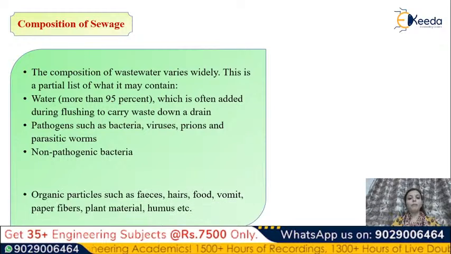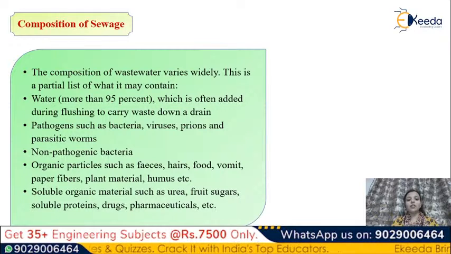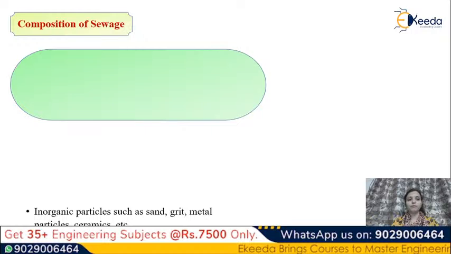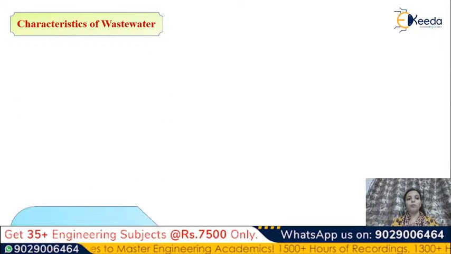And then non-pathogenic bacteria, some impurities or inorganic materials, or heavy metals. The organic particles such as feces, hairs, food, vomit, paper fiber, plant material, humus, etc. And the soluble organic materials such as urea, fruit sugars, soluble proteins, drugs, pharmaceuticals, etc. All these constituents are part of sewage, and that is called the composition of sewage. And also the inorganic particles such as sand particles, grit, metal particles, ceramics, etc. So these all are part of the composition of sewage.